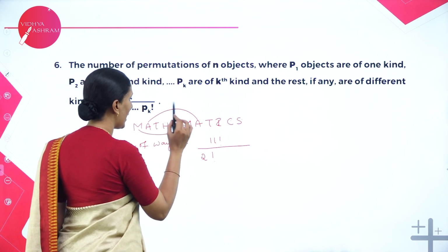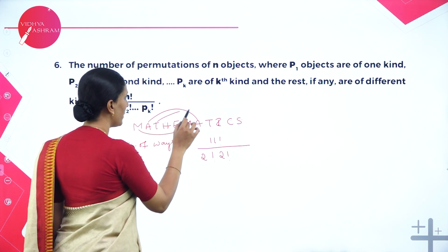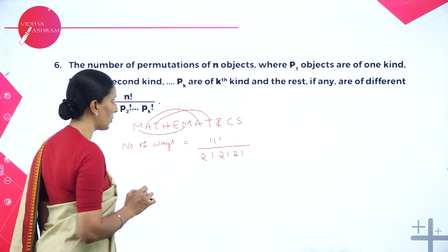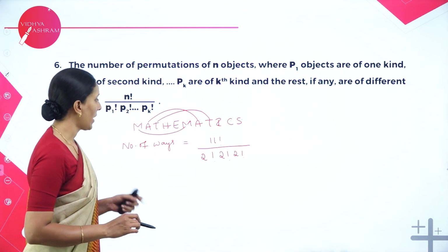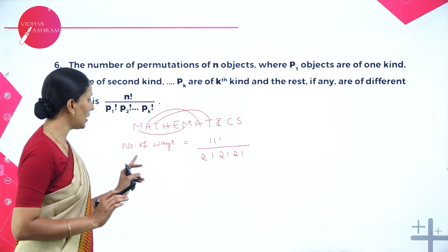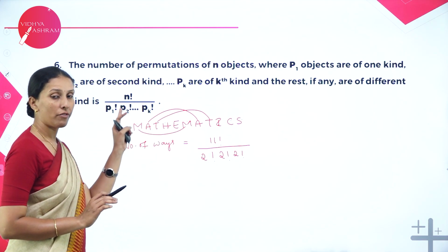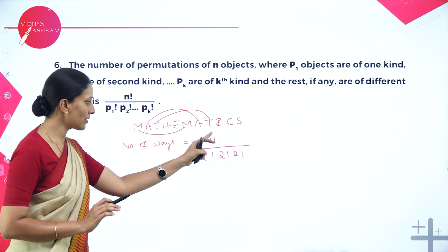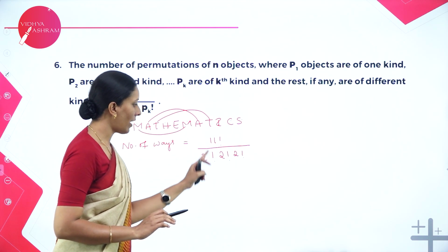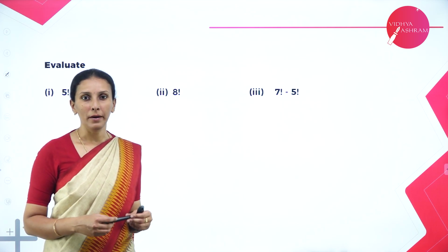Similarly, how many times is A repeated? 2 times. So divide by 2 factorial. Similarly, how many times is T repeated? 2 times. So therefore divided by 2 factorial. And the rest of the letters are repeated only once. So the total number of arrangements of the word MATHEMATICS with the repetition of the letters will be 11 factorial by 2 factorial into 2 factorial into 2 factorial. Next, we'll take a few problems on permutation.